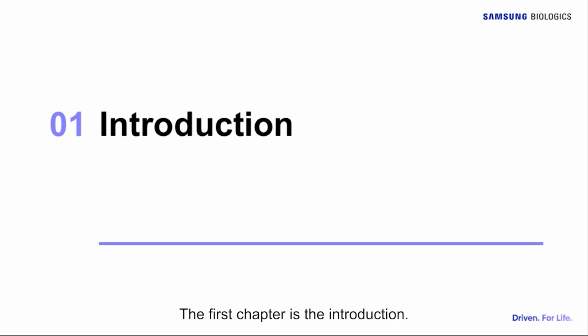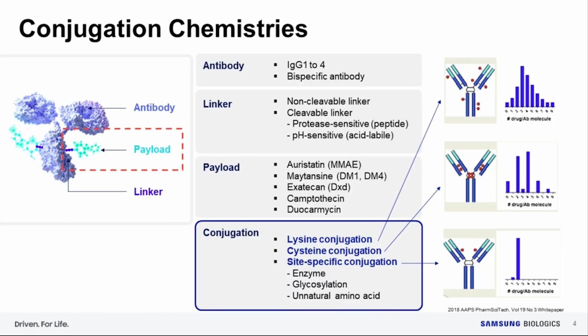The first chapter is introduction. As you know, ADC comprises antibody, linker, and payload. First, in the case of antibodies, there are 4 subclasses of IgG, bispecific antibodies, nanobody, and other proteins. Next, there is the linker, which plays an important role in ADC. Linkers can be broadly divided into non-cleavable linker and cleavable linker. Cleavable linkers are in the form of protease-sensitive peptide or acid-labile linker.